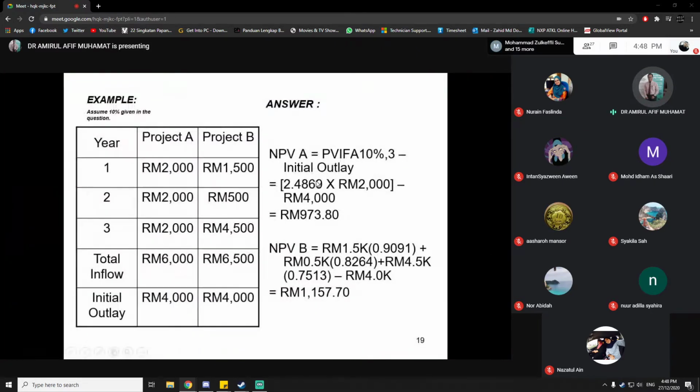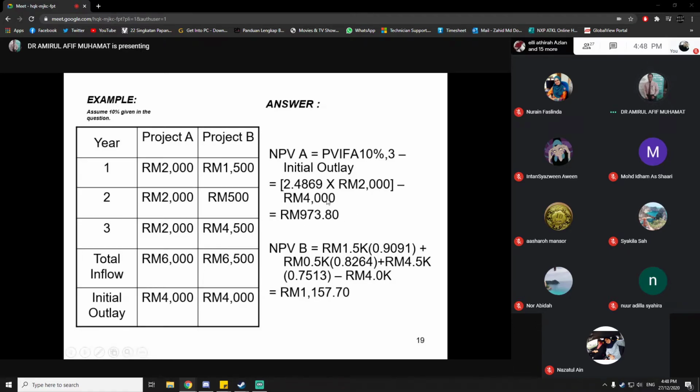So 2.4869. This one you get from the factor table: 10%, 3 years. 2.4869 times 2,000. The 2,000 is the income of every year, minus initial outlay, minus cost. So in this example, project A is 973 ringgit 80 cent. This is the profit for project A.